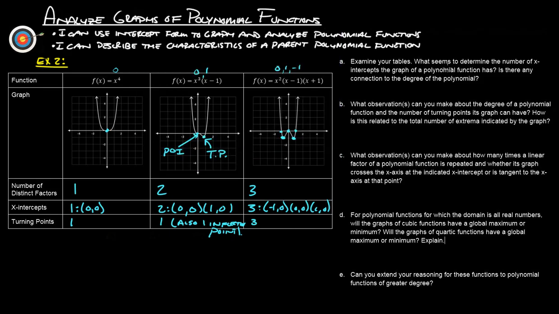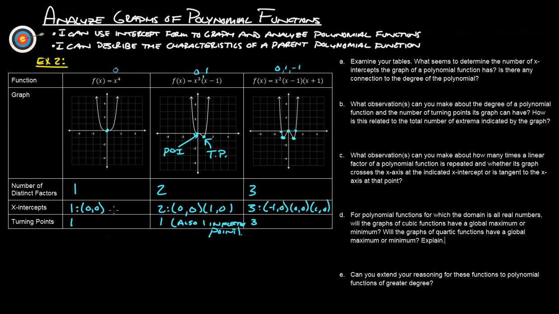Okay, so examine your tables. What seems to determine the number of x-intercepts that the graph of a polynomial function has? Is there any connection to the degree of the polynomial? So number of x-intercepts. Is there a connection to the degree of the polynomial?